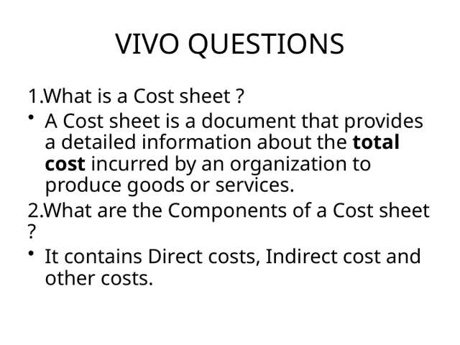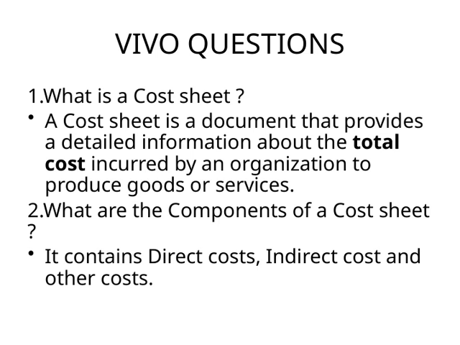Now, let's move on to the first question. What is a cost sheet? A cost sheet is essentially a detailed document that outlines all the costs involved in producing goods or services within an organization. It helps us understand exactly where our money is going and gives us a clear picture of the total cost incurred. Understanding this is crucial because it allows managers and decision-makers to evaluate profitability and control expenses effectively.